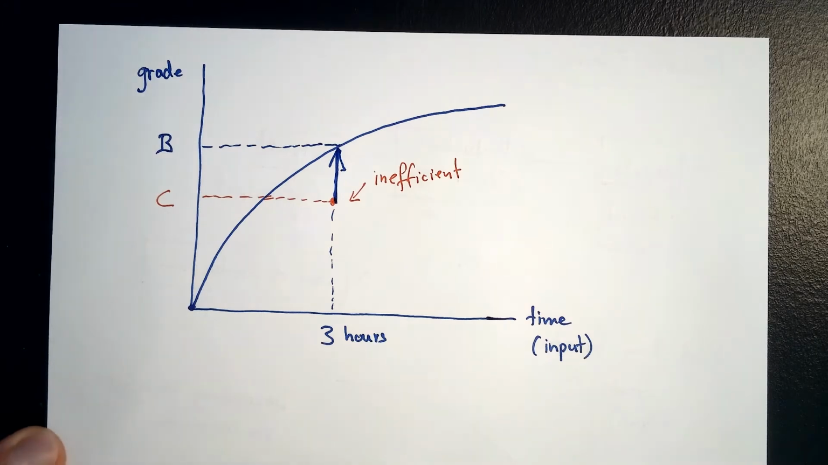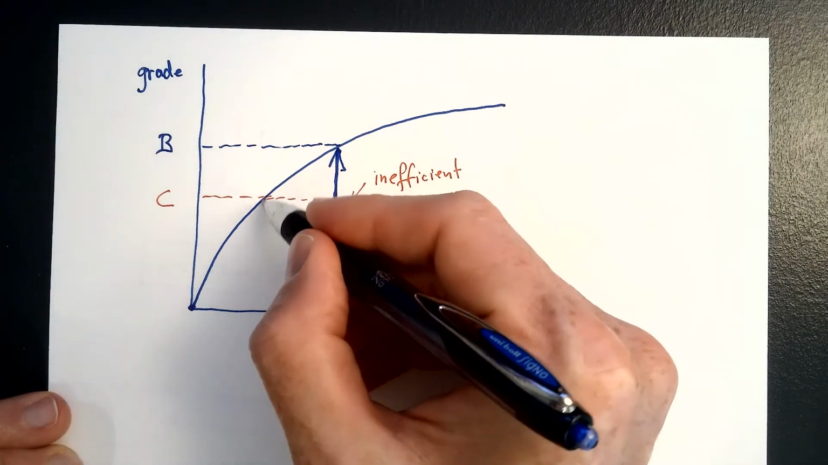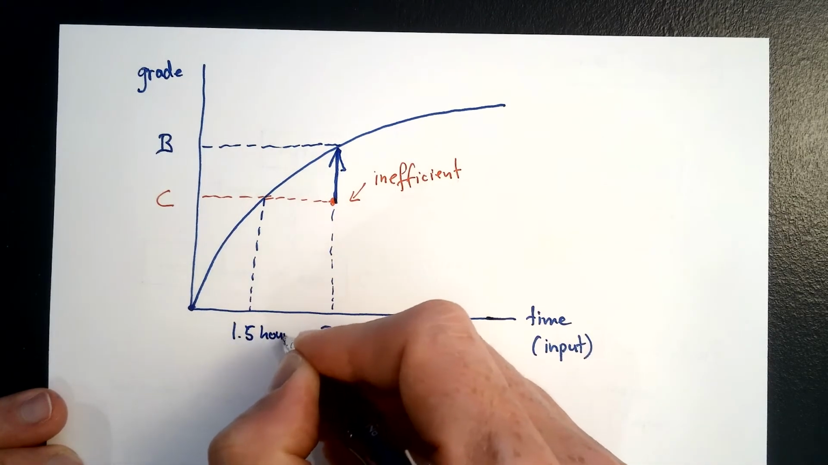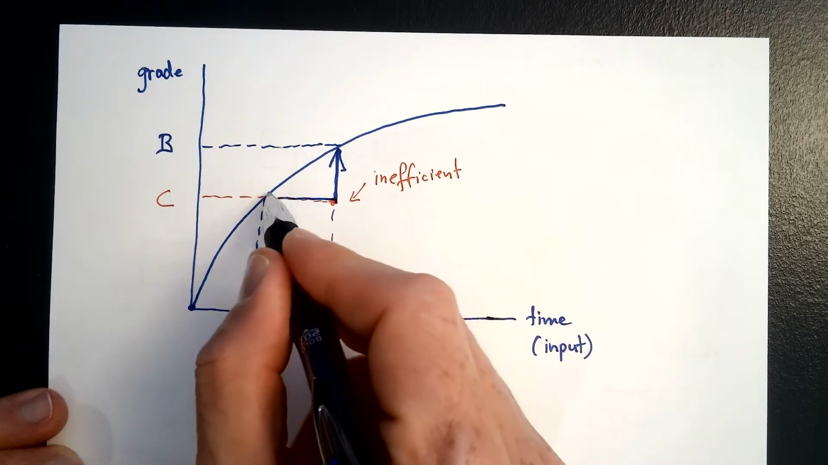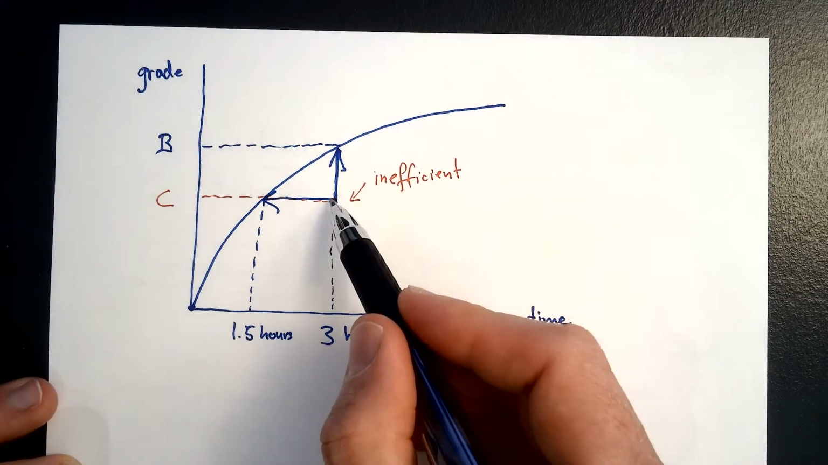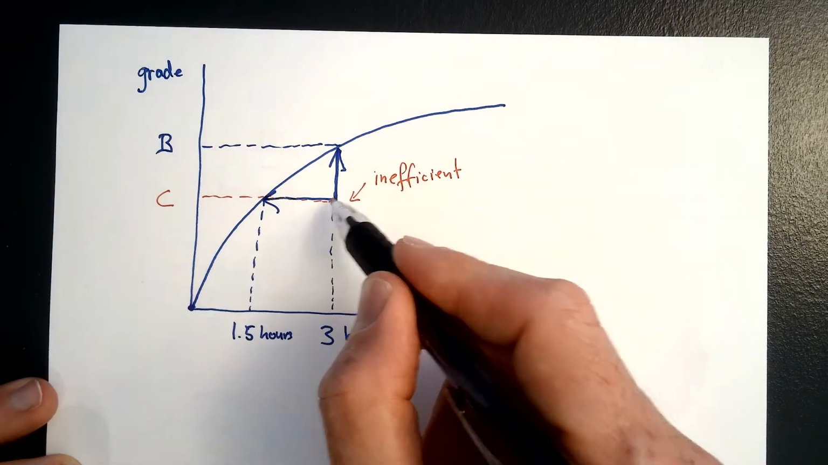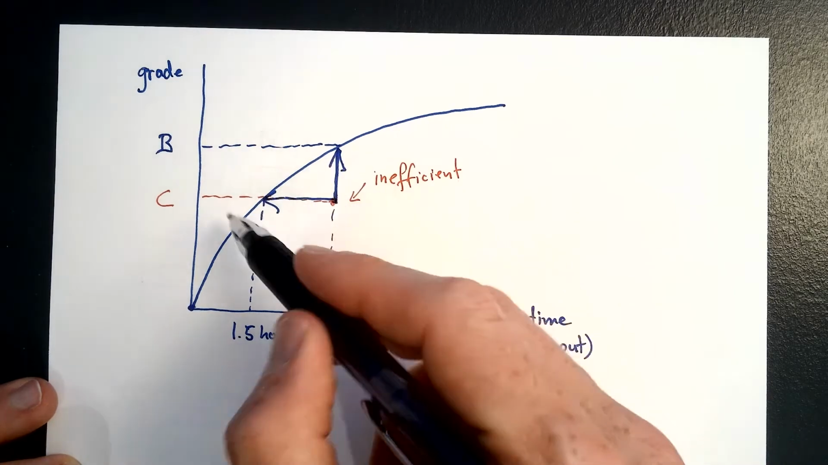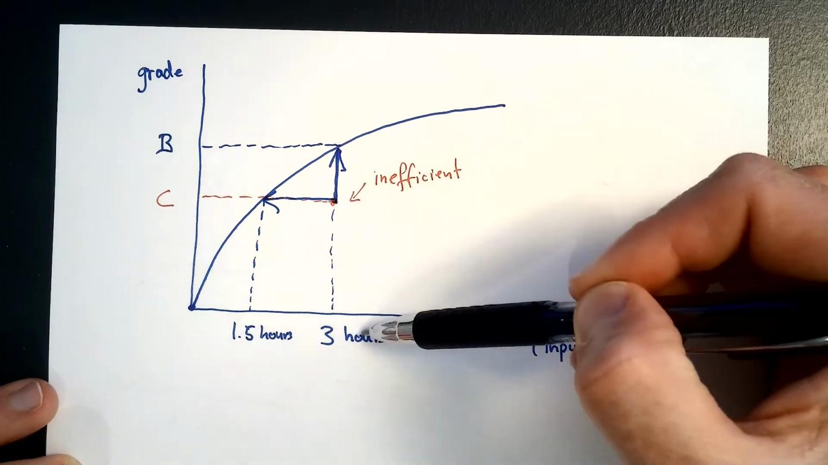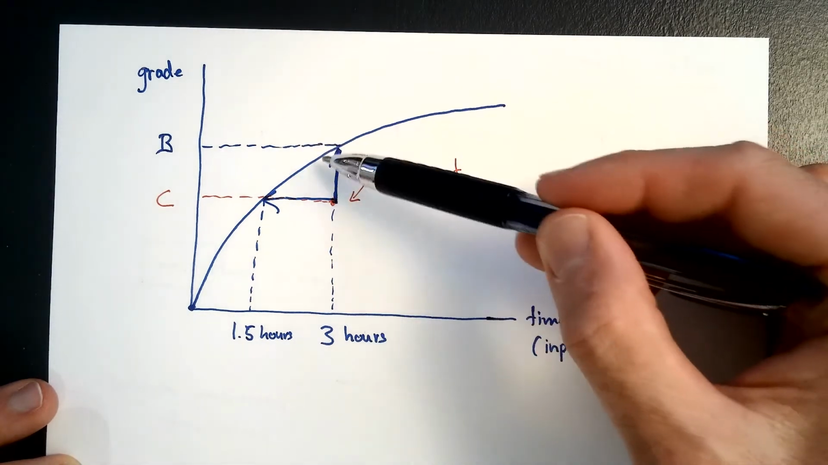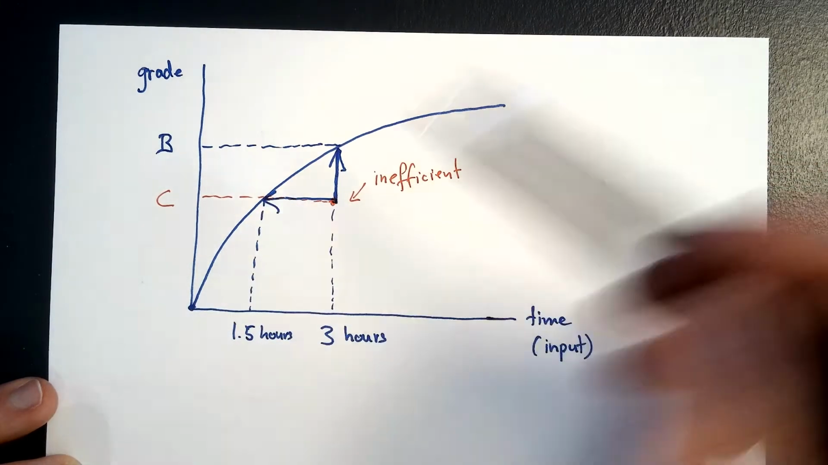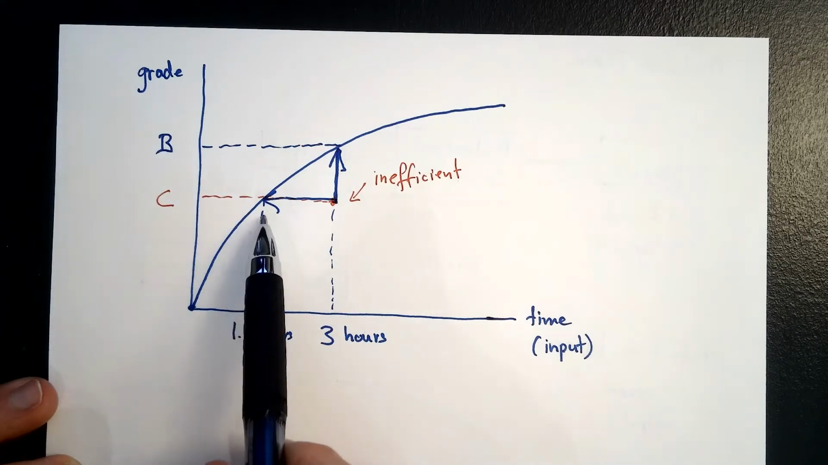Or you turn off the music and you just spend 1.5 hours on studying, and if you're spending 1.5 hours, then you're getting the C. So there are two ways of moving from the inefficient point to the production function. Here you are spending 3 hours, you turn off the music and you're getting a B, or you are turning off the music, you're spending 1.5 hours if you're happy with the C, and that is also efficient.